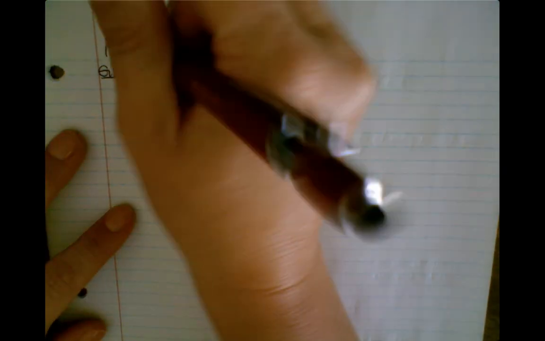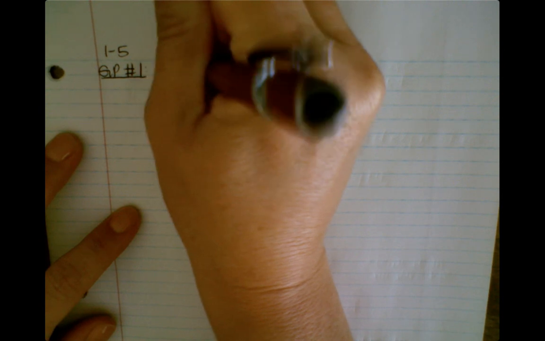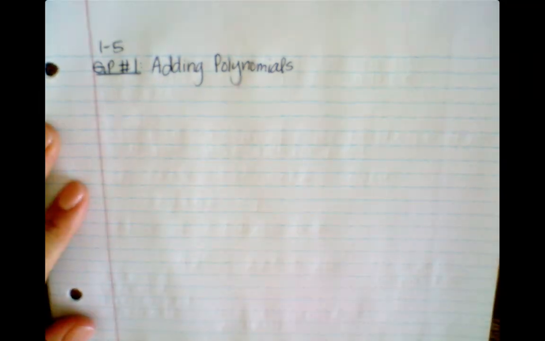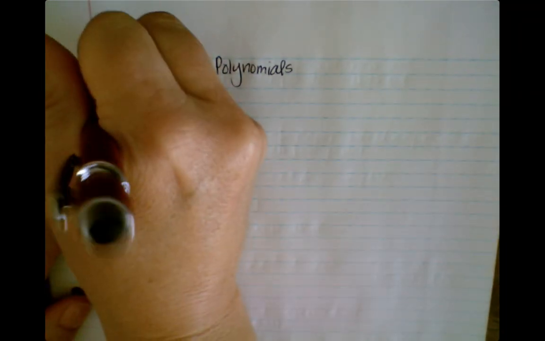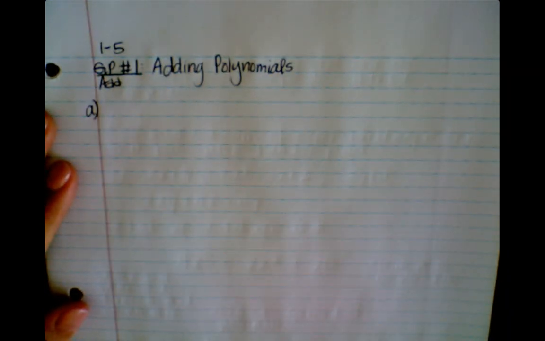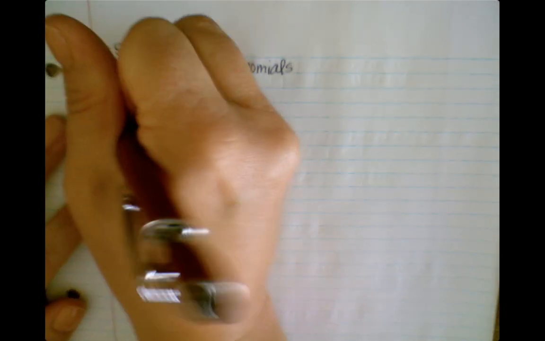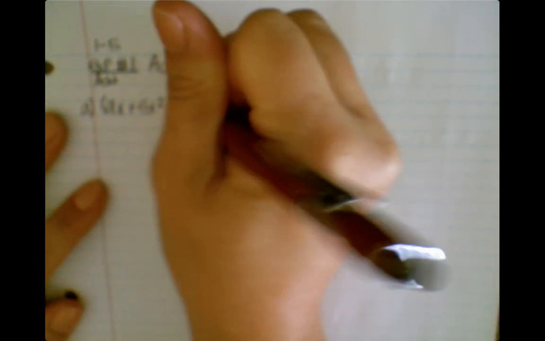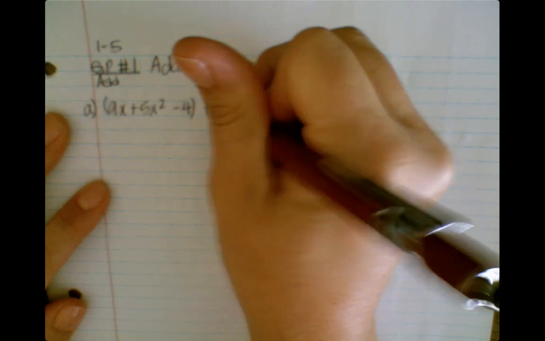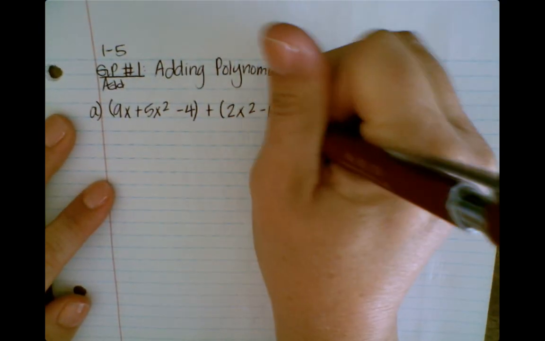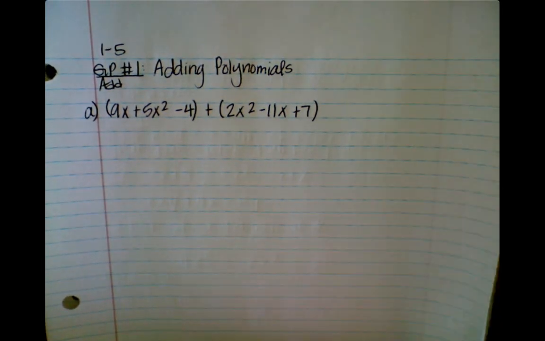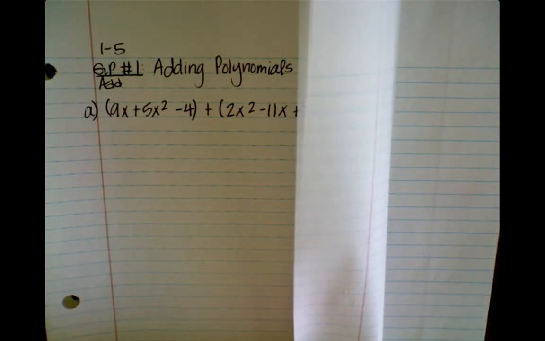Okay, so GP number 1 is on adding polynomials. So the directions are to add and simplify. So the first two polynomials that we're going to be adding together are (9x + 5x squared - 4) plus (2x squared - 11x + 7). So we have two polynomials here, and we are adding them together.